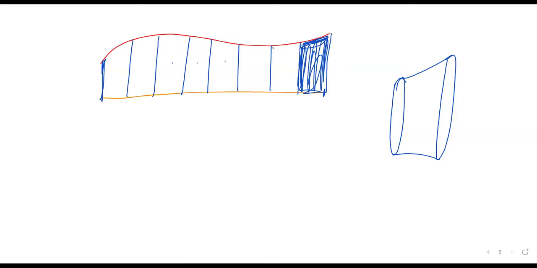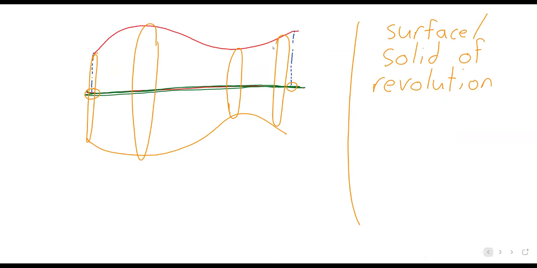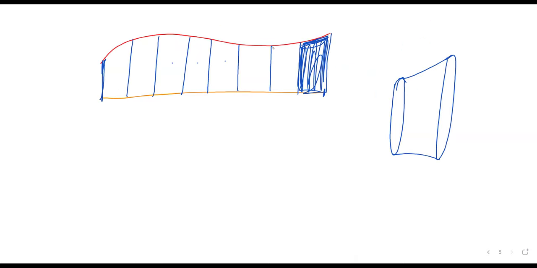Well, in reality, we don't know how to find the volume of this shape I have drawn here, any more than we knew how to find the volume of this. But we can approximate it. And as you might expect in the integral calculus course, this approximation is going to be reminiscent of the Riemann sum stuff we did.